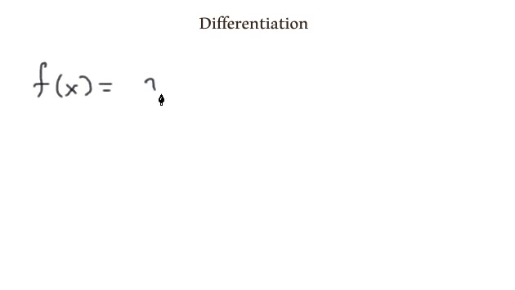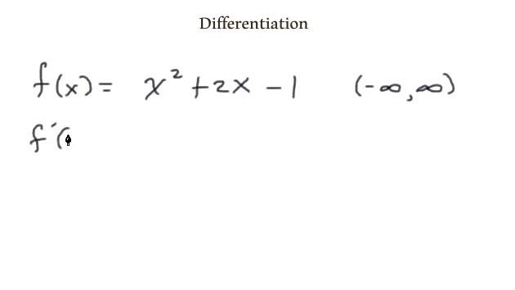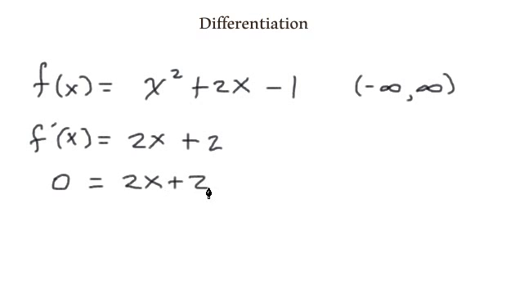So we have f of x is equal to x squared plus 2x minus 1. And remember, we're on the interval between negative infinity and positive infinity. This is the interval we're on. The first thing I'm going to do is take the derivative of this. Hopefully you know how to take the derivative of something as easy as this polynomial. Then what we're going to do is find the critical numbers. We're going to take the derivative, set it equal to 0, and solve for x.